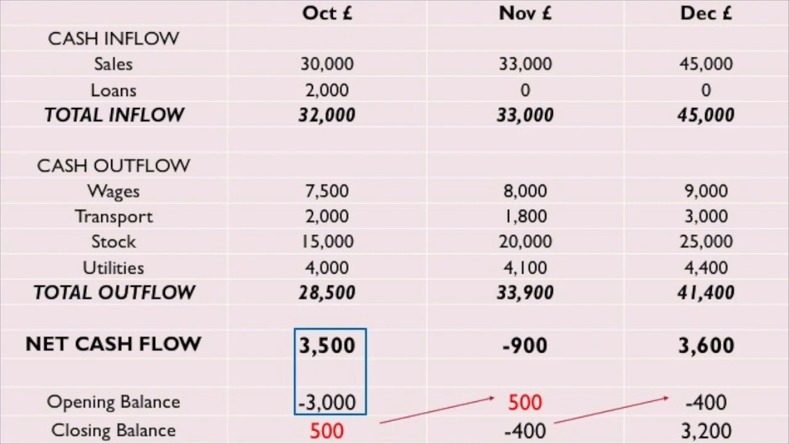These are all called outflows. And you add those together and come up with your total outflow for each month. That could also include loan repayments and interest on loans, if you have loans, of course.